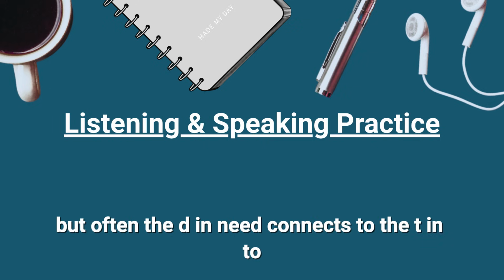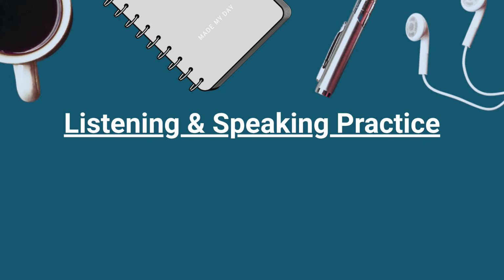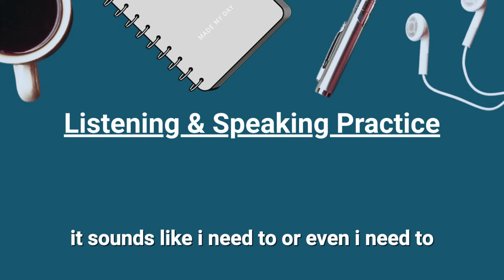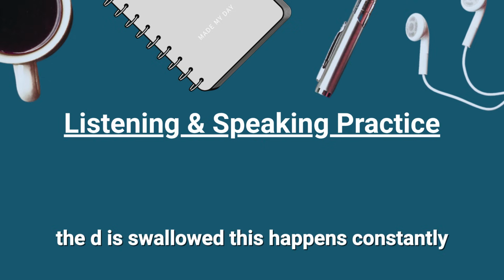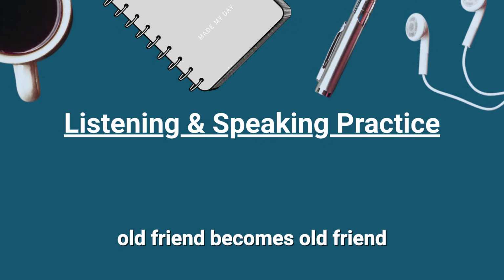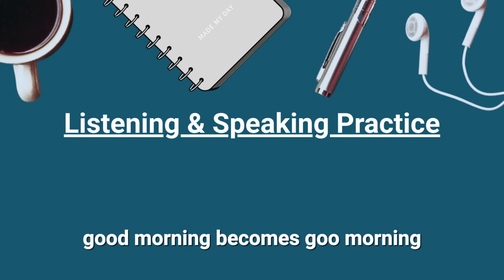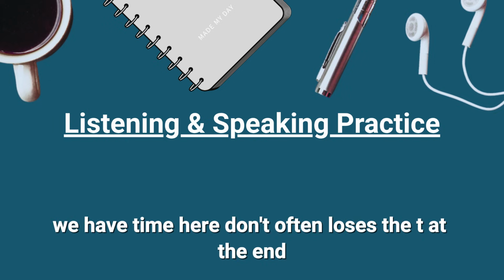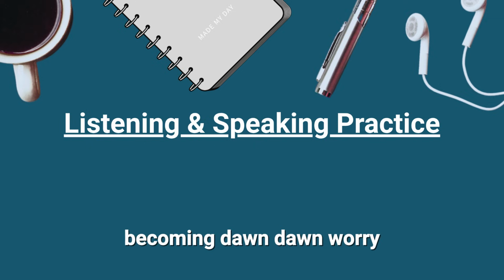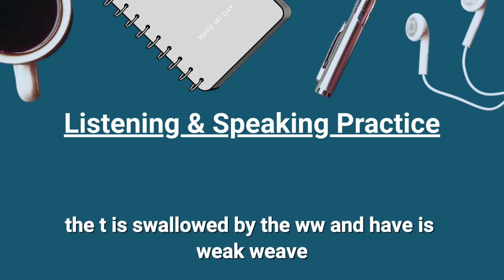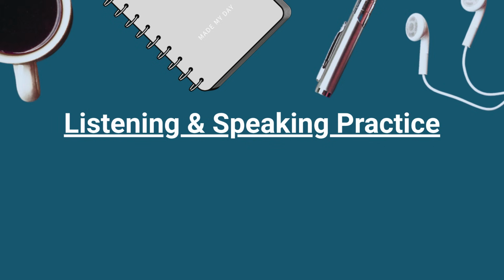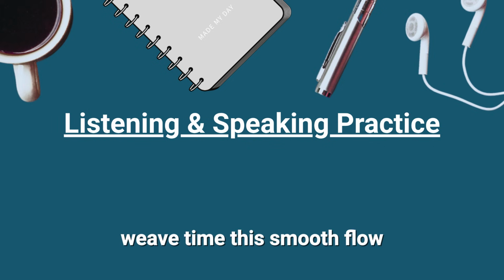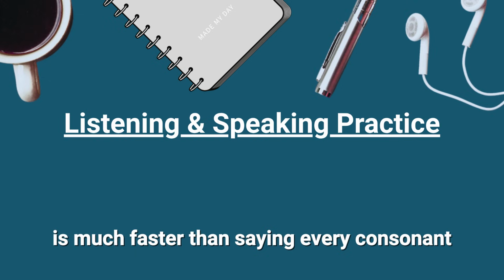But often, the D in need connects to the T in to, and we might not hear a distinct D sound. It sounds like I need to, or even I need to. The D is swallowed. This happens constantly. Old friend becomes old friend. Good morning becomes goo morning. The D vanishes. Chloe replies, "Don't worry, we have time." Here, don't often loses the T at the end, becoming Don. Don worry. The T is swallowed by the WW, and have is weak, we've. Don worry, we've time. This smooth flow is much faster than saying every consonant.